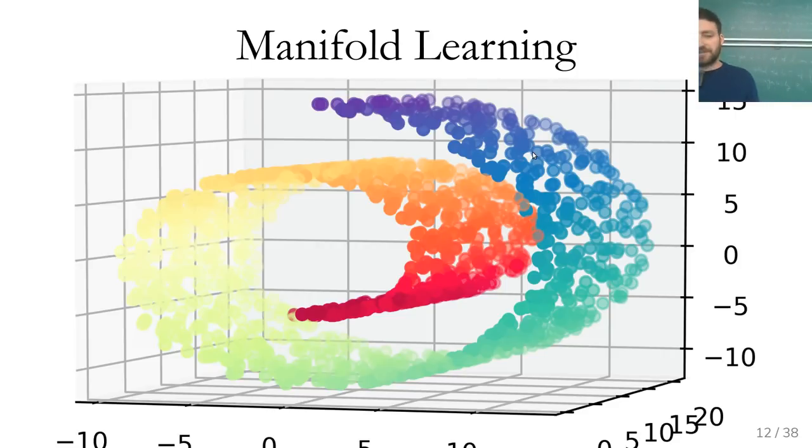Manifold learning algorithms, more generally, are things that do nonlinear dimensionality reduction. The motivation is you think you have a lower dimensional manifold embedded in your feature space. So here in this example, the feature space would be three-dimensional, and there is a two-dimensional manifold embedded in here, and we want to recover this low-dimensional structure of the data. And so basically unroll the Swiss roll.